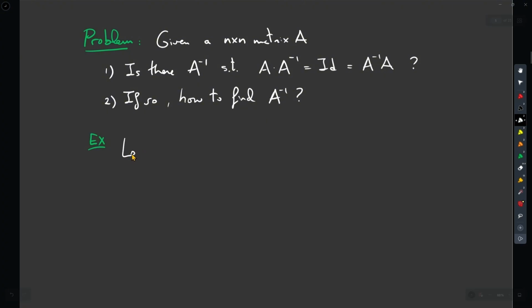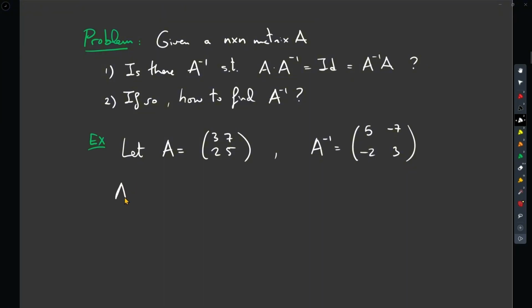So let A be the matrix 3, 7, 2, 5. Then there is an inverse. I'm not telling you exactly yet how I found it, but the inverse matrix, it turns out, is going to be 5, minus 7, minus 2, 3. And I can verify that it is an inverse. It satisfies what I want.